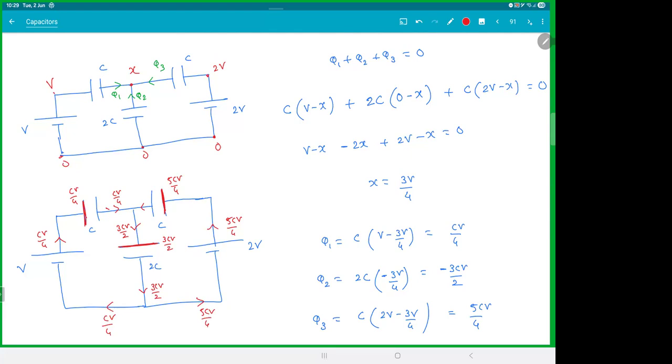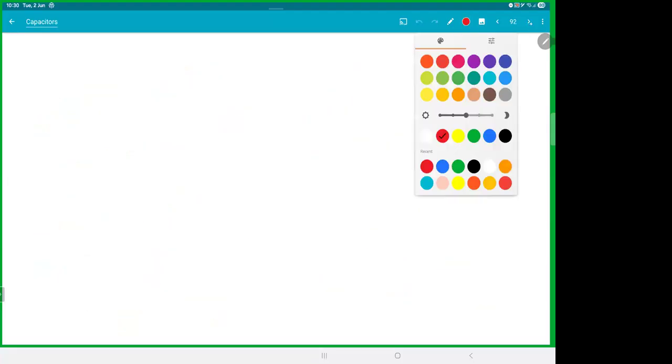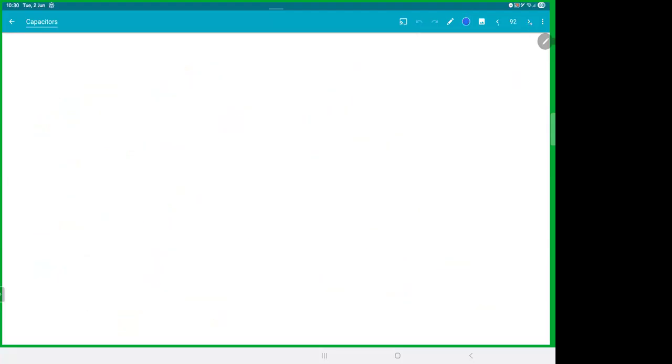Are the charge distributions clear, everyone? All clear with the steps? Understood how we did this? I'll give you one more like this. You guys give it a try.